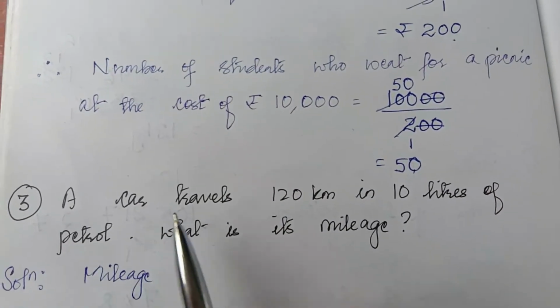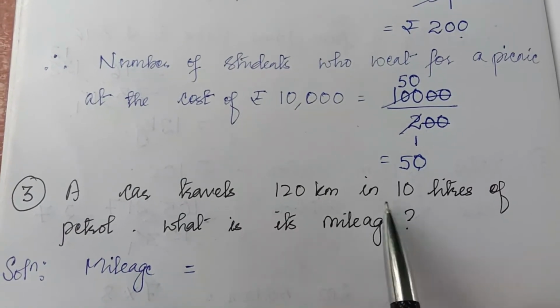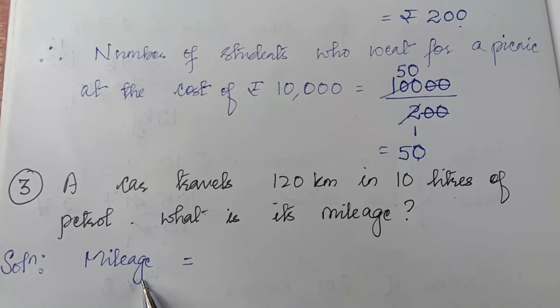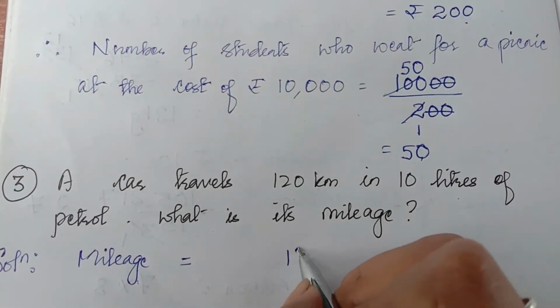Now next is, a car travels 120 km in 10 liters of petrol. What is its mileage? To find the mileage, you have to divide; this is called distance.